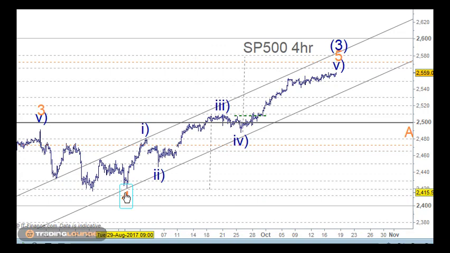So from this wave 4, we're looking at 5 waves up for minor degree. This is minor degree here, and then this is minute degree here. So we're looking at this as wave 1 and 2 and 3 and 4, and then wave 5 up here. And within this structure, we're also looking for 5 waves up.